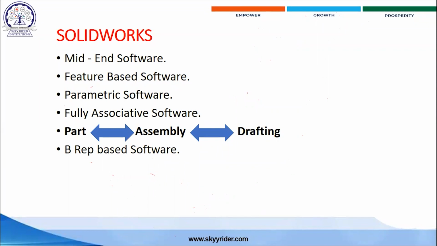Now next is a fully associative software. Fully associative software means part, assembly and drafting. These three things are available, meaning solid modeling, assembly design and drafting. These are three different workbenches, but the file formats are part, assembly and drafting. If you change something in your part, it will be automatically updated in your drafting sheet and assembly as well. In the same way, if you change something in your assembly, then in the drafting sheet it will be automatically changed. That's why it is a fully associative software.